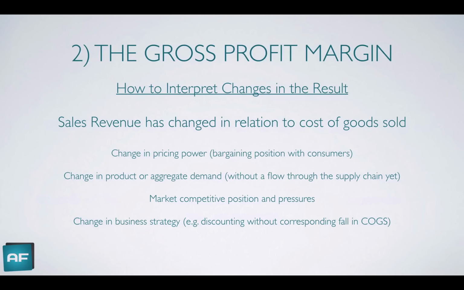So if the business boosts its prices, you might find that the suppliers end up boosting their prices as well. But until the suppliers boost their prices, a spike in aggregate demand without a corresponding increase in those prices from those suppliers will lead to an improved gross profit margin.